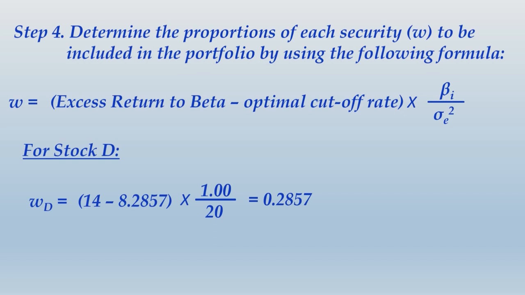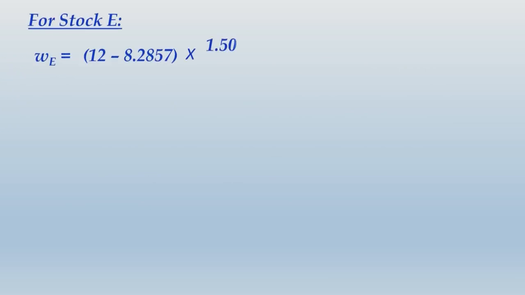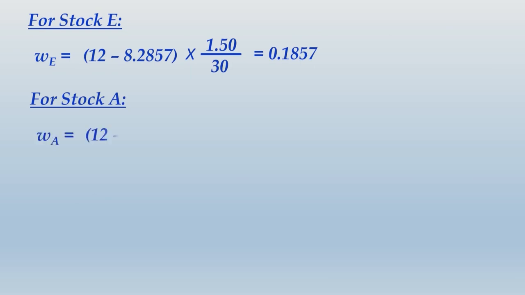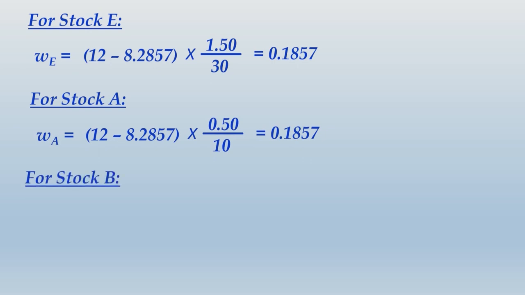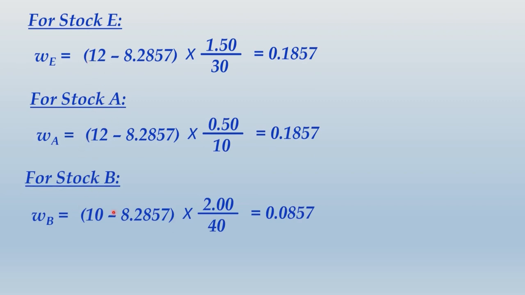Alright friends, you would have written this. Let us move ahead and make the weight calculation for the other stocks as well. So WE, WA and finally WB. Notice one thing, from each of these excess return to beta ratios for each stock, we are subtracting not their respective cutoff point but the optimal cutoff point. That means what you are subtracting is common in all.